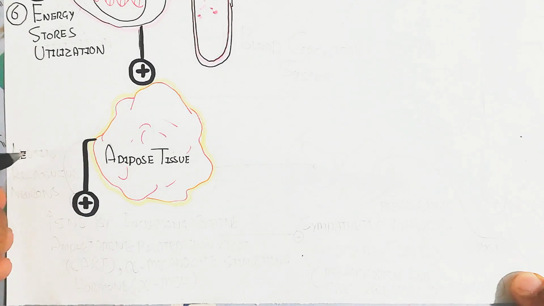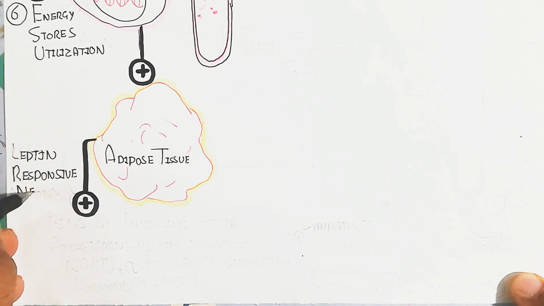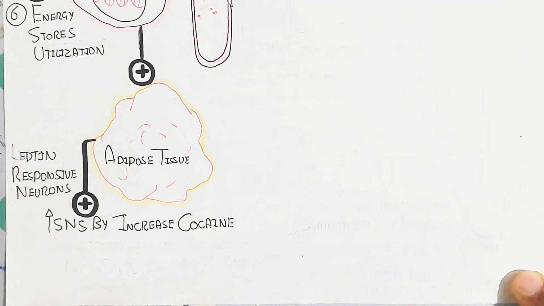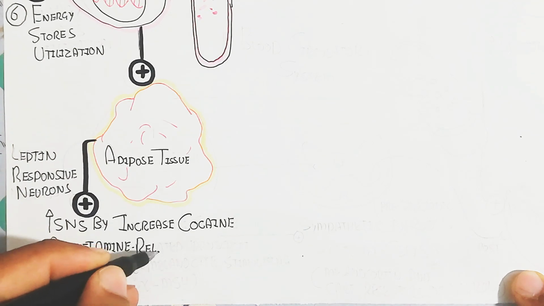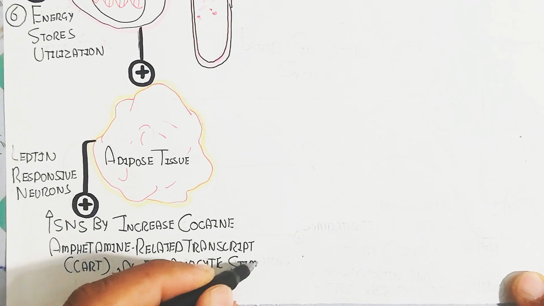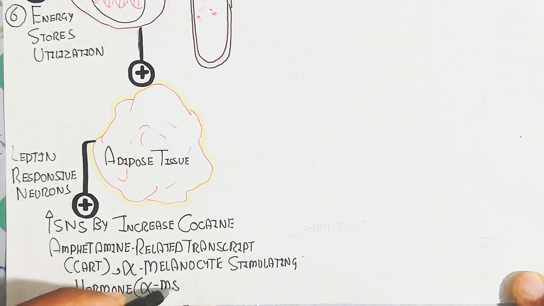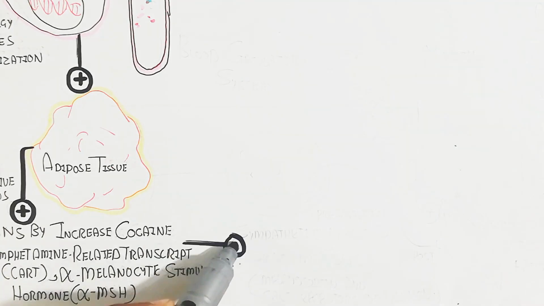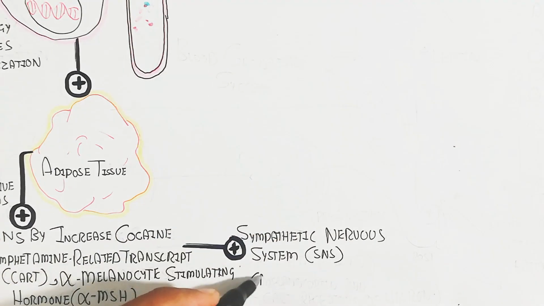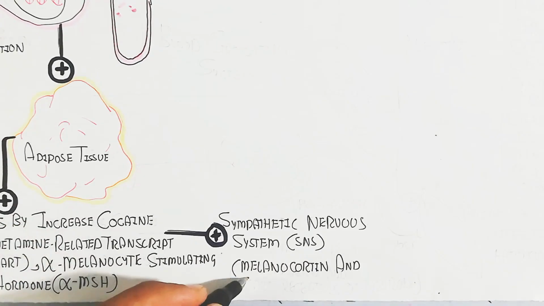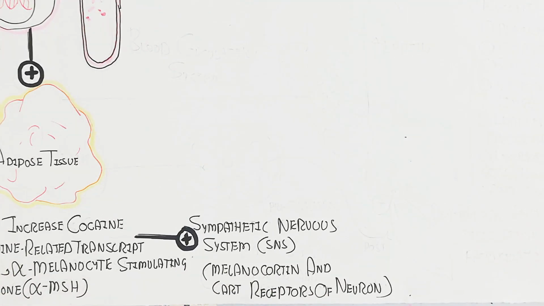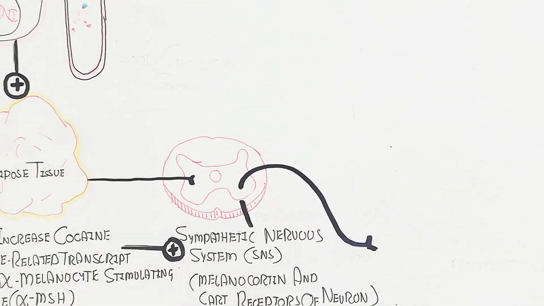Let's begin to understand. The leptin-responsive neurons, due to the adipose tissue, will give the signal to the brain, leading to an increase in the sympathetic nervous system by increasing the cocaine- and amphetamine-related transcript, CART, and alpha melanocyte-stimulating hormone, alpha-MSH, which will trigger the sympathetic nervous system and the melanocortin and CART receptor neurons, leading to a preganglionic neuron going to the brain side, and it will target the muscle through a postsynaptic neuron for the normal homeostasis of the muscle.